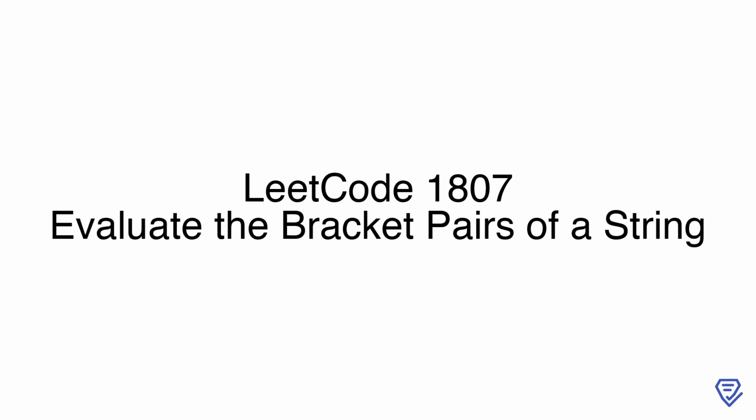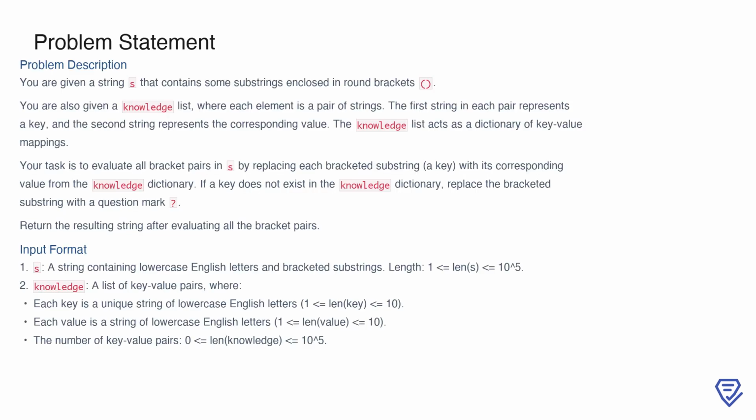Let's dive in. In this problem, you are given a string s that includes some substrings enclosed in round brackets, like (key). Additionally, you have a knowledge list that contains pairs of strings. Each pair in this list represents a key and its corresponding value. Essentially, the knowledge list acts as a dictionary where you can look up the value associated with a specific key. Your task is to replace each bracketed substring in s with its corresponding value from the knowledge list.